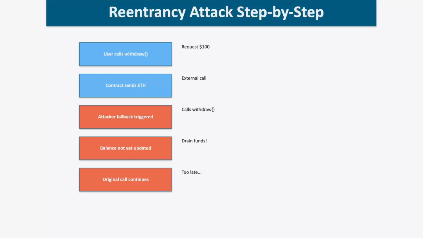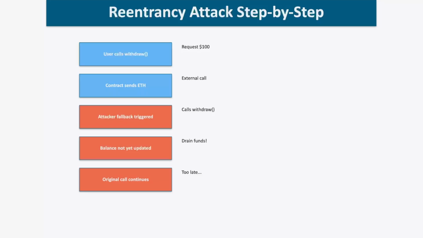The attacker's fallback receives the ETH and calls withdraw for 100 again. The balance hasn't been updated yet, still 1000 ETH. The check passes again. The contract sends another 100 ETH. This repeats hundreds of times and the contract is drained. This vulnerable pattern, external call before state update, is the classic reentrancy bug.